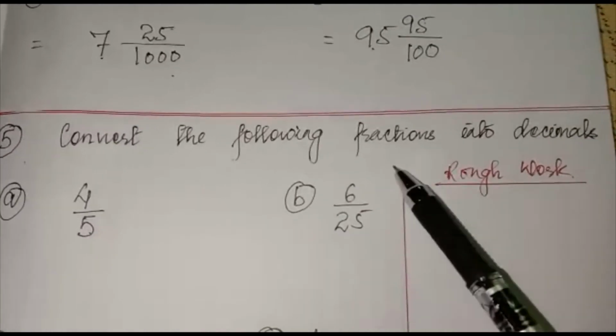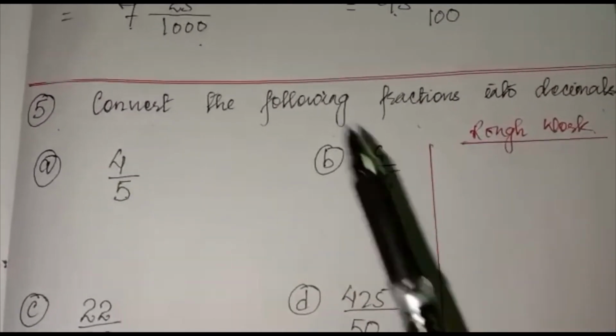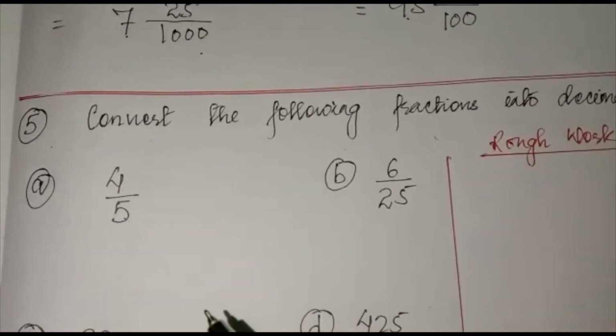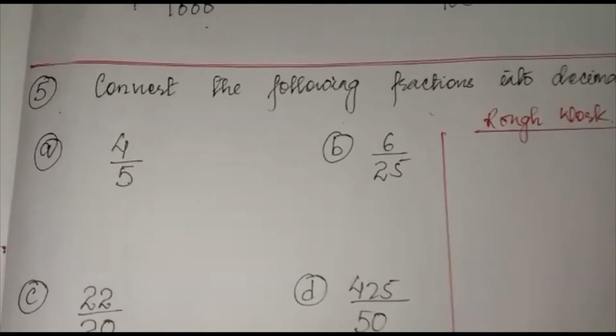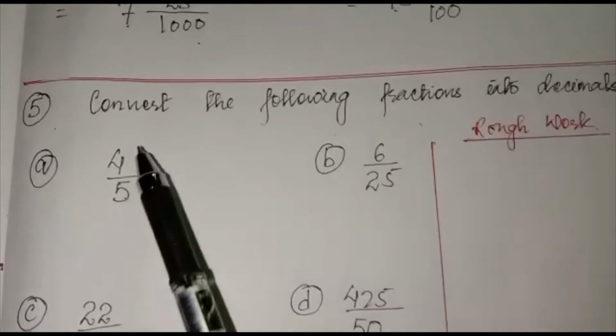Now next, question number 5. Convert the following fractions into decimals. So here you have to convert these fractions into decimals. So here we have 5, okay? If here is 10 or a multiple of 10, we can easily give the decimal, but here it is 5, so we have to divide this 4 by 5.